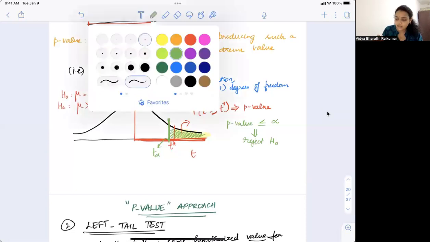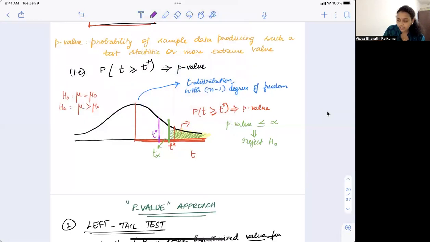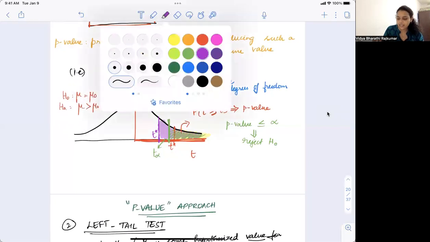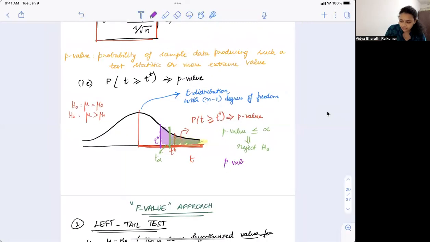On the other hand, suppose I get a t star that is here. If that is my t statistic, then my p-value will be this entire region. And in that case, we can clearly see that my test statistic falls outside the rejection region, which is this area. So when a t statistic falls outside the rejection region, we don't reject the null hypothesis. Similarly, if the p-value is greater than alpha, do not reject the null.